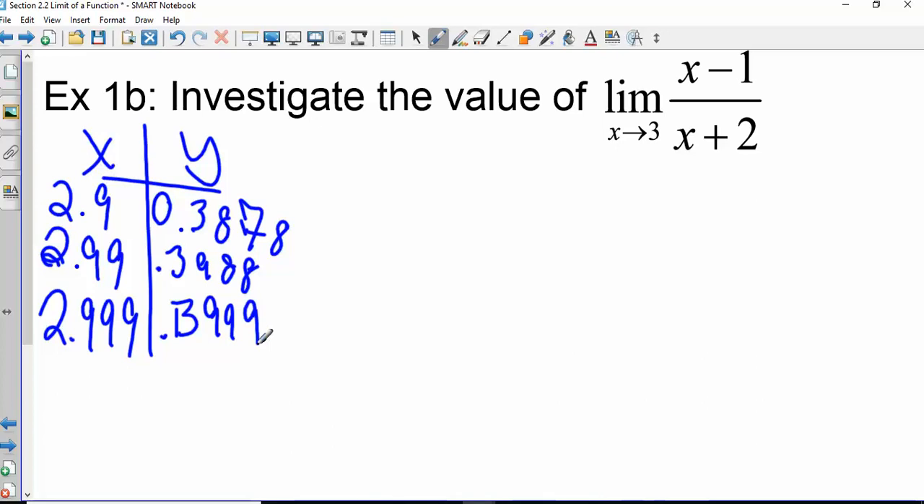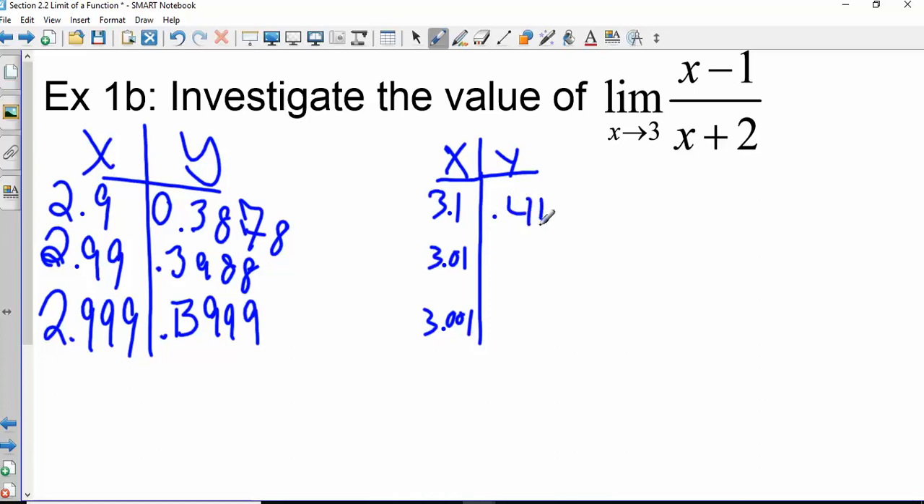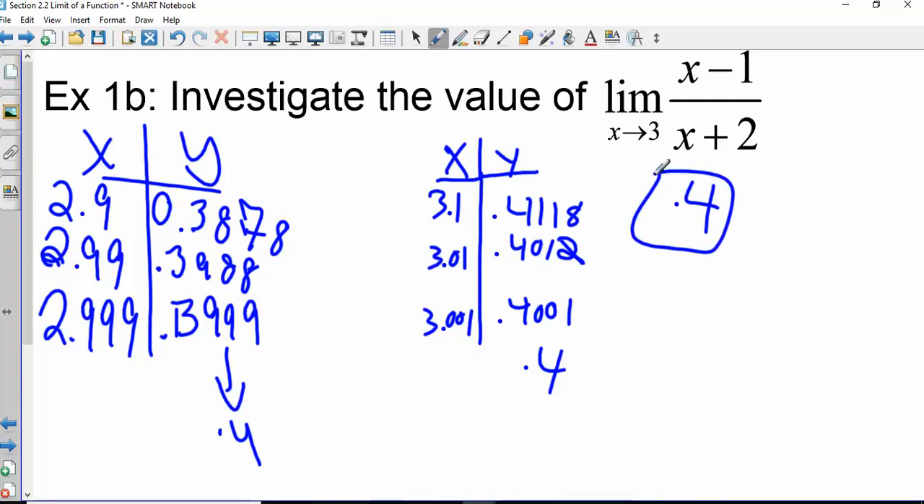And then since you're also doing that side, you have to go above the 3. So do another chart. Excuse my penmanship, it's gonna be a whole lot worse than Logan's. So you have the values 3.1, 3.01, and 3.001, which come out to 0.4, 0.4012, and 0.4001, which then the common theme is going to go out, approaching 0.4. So our value is 0.4.